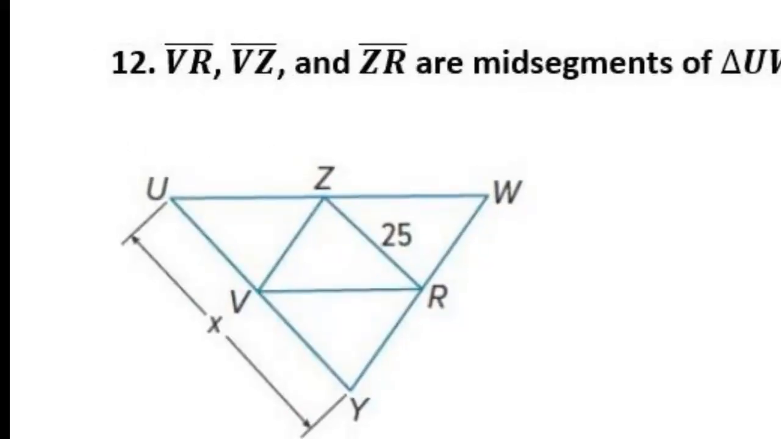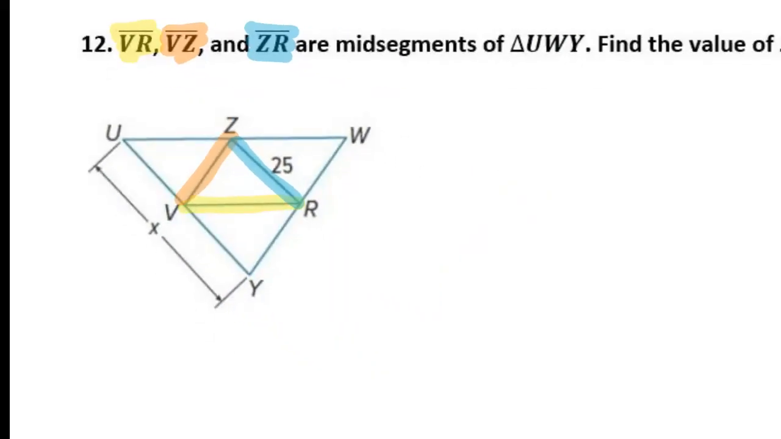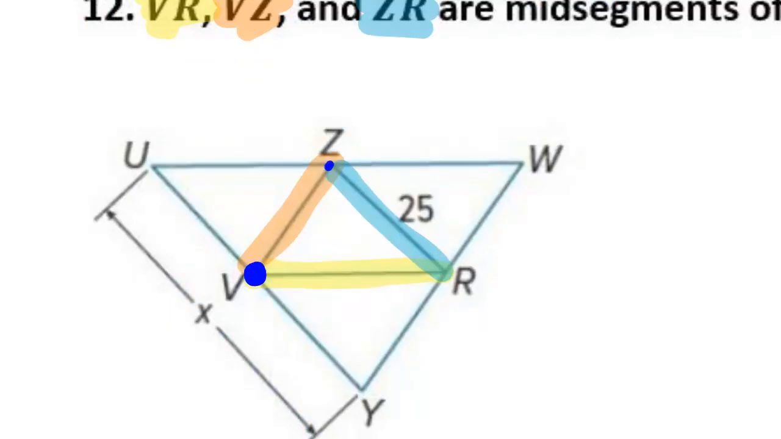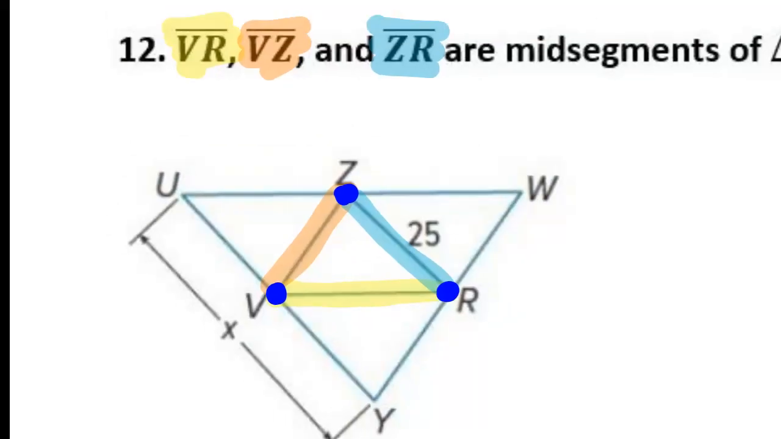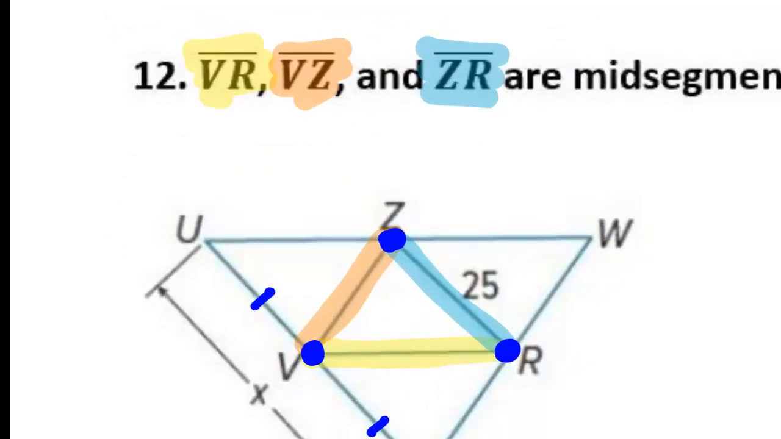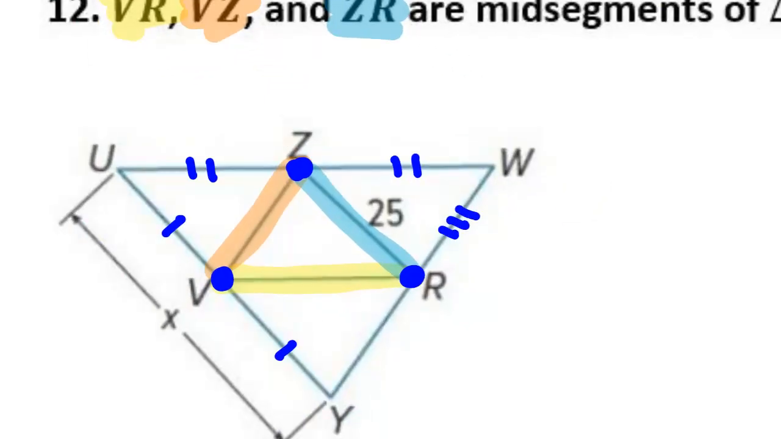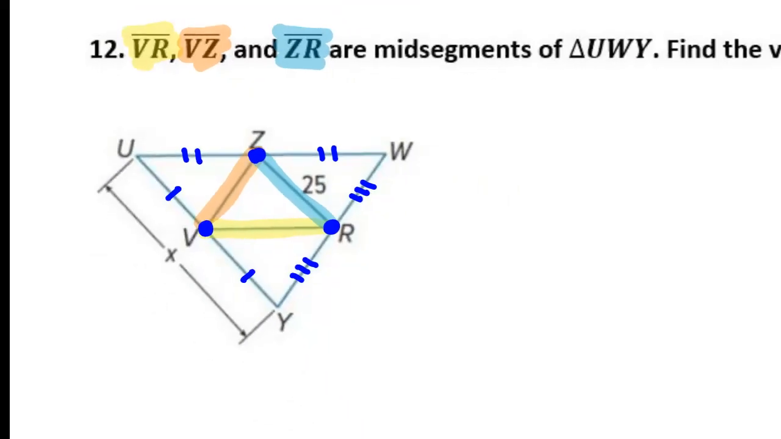Tells me up at the top that VR, here's VR, VZ, here's VZ, and ZR, here's ZR, are mid-segments. That means that V, Z, and R are midpoints. That means UV and VY are congruent. UZ and ZW are congruent. RW and YR are congruent because we have these midpoints.